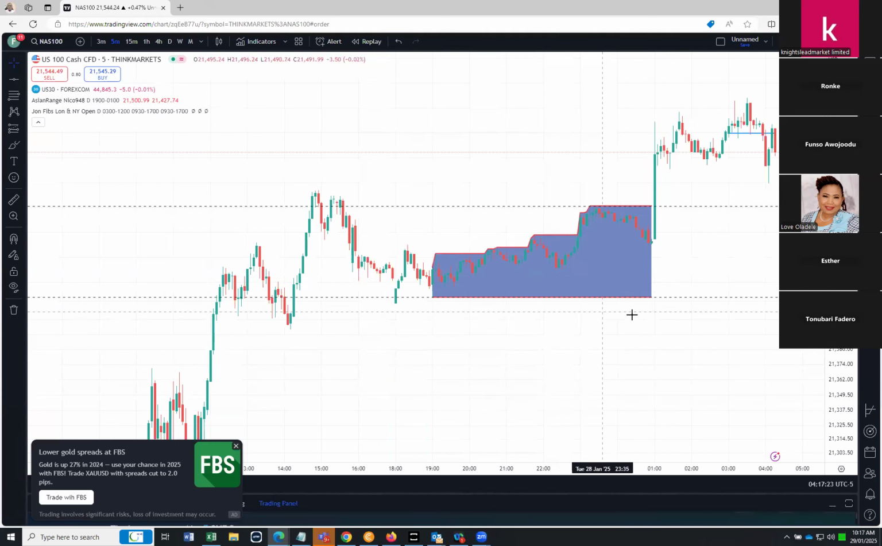So we can always change. The most important thing is to have this range. Then the second indicator doesn't have too much set. What this second indicator does is just to indicate, if you see this blue line here, can you see this blue line here? Yes. Okay, so this blue line just indicates that this is the start of the London session.